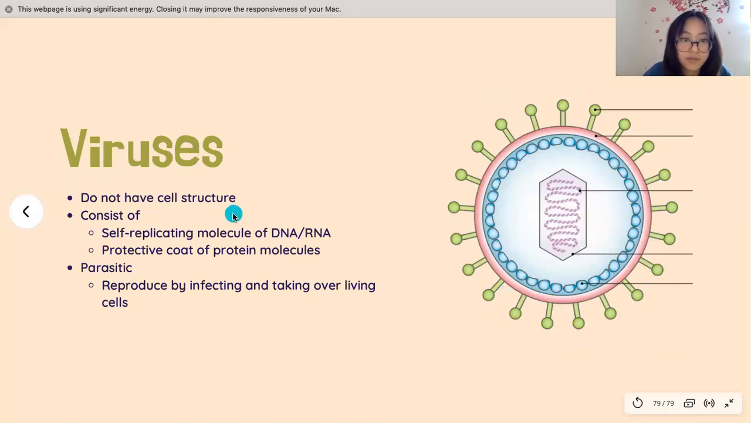So viruses do not have a cell structure. They consist of self-replicating molecules such as DNA and RNA, and there's a protective coat of protein molecules. They're parasitic, reproducing by infecting and taking over living cells.